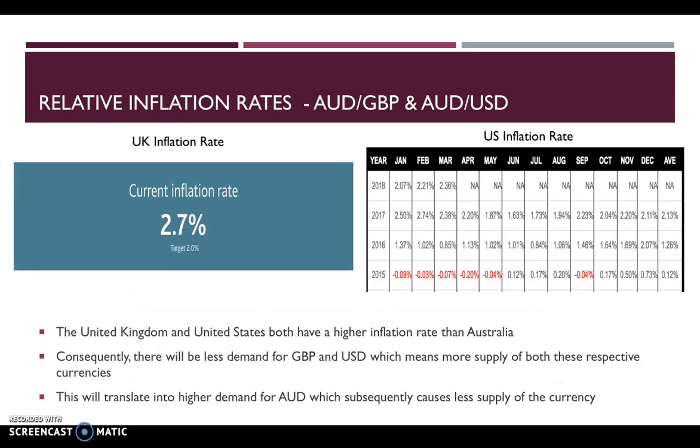Data from the Bank of England and the Bureau of Labour Statistics show the UK and USA inflation rates are much higher in comparison to Australia, at 2.7% and 2.36% respectively. In the next slide, we will see how this is likely to result in an appreciation of the Australian dollar against both currencies.